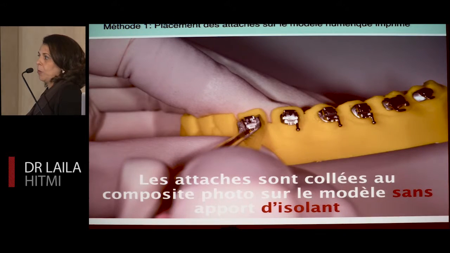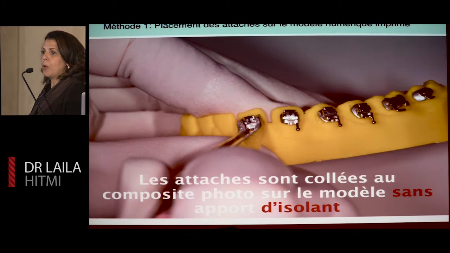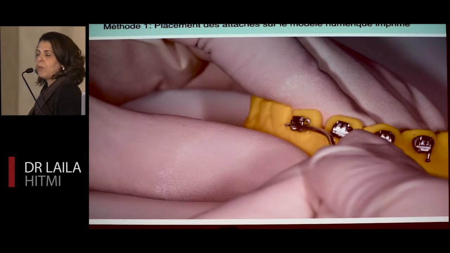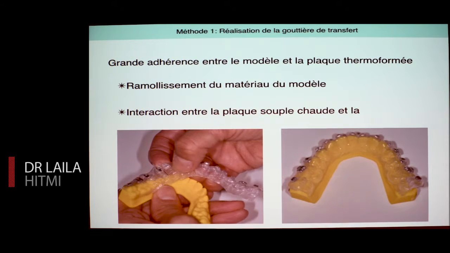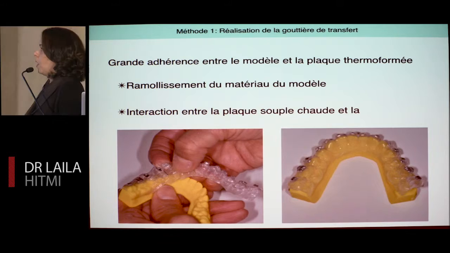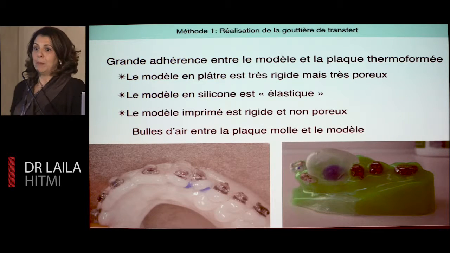Position the attachments, load them and position them on the model. No insulating varnish is needed, nothing deposited on the model. You position the attachments and you have as much time as you want because the model is opaque. More accuracy, we reach the temperature at which the plastic becomes soft. And do we need to use an insulating material? Of course not, because you're going to contaminate the composite.